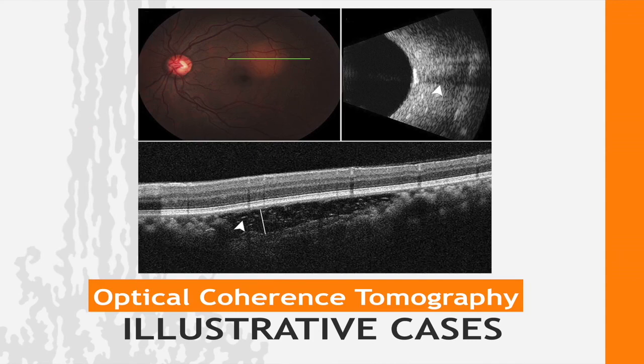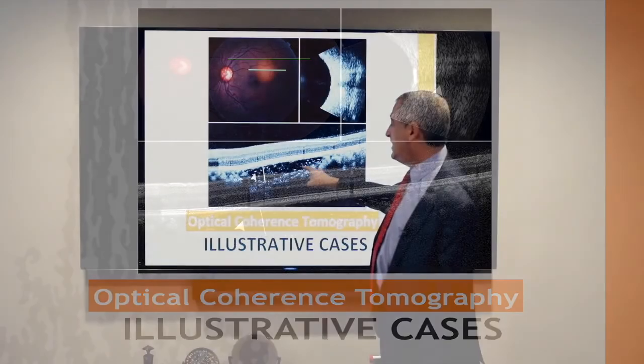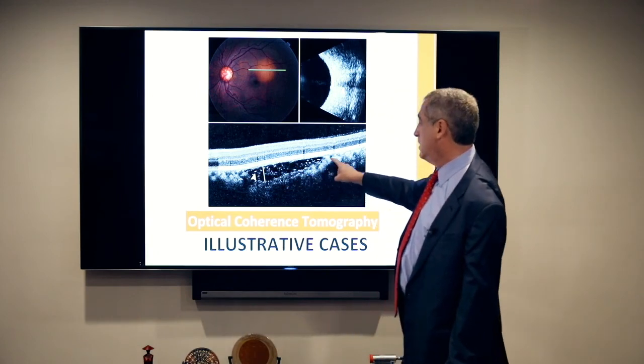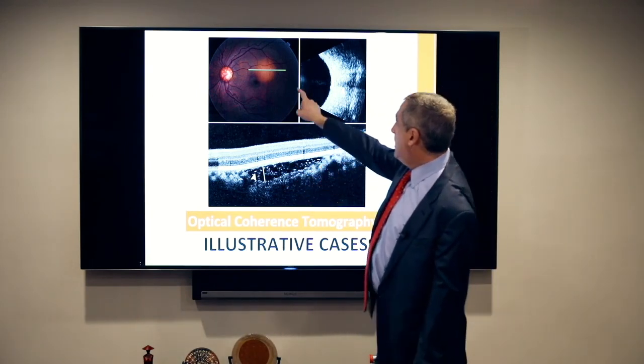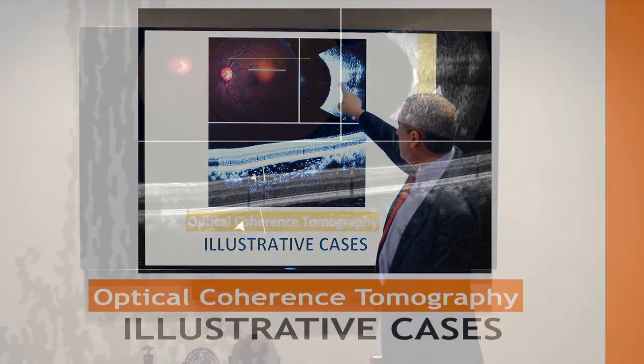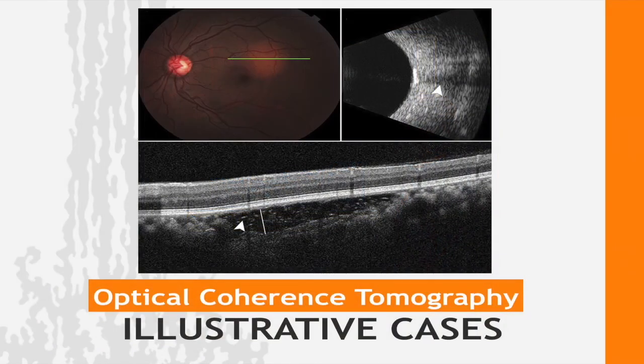You can see they can even have low reflectivity, so they're relatively light lucent on OCT, and it's likely that these are more immature lesions. And again, on the ultrasound, there's shadowing of the orbit that helps us define the diagnosis in this case.